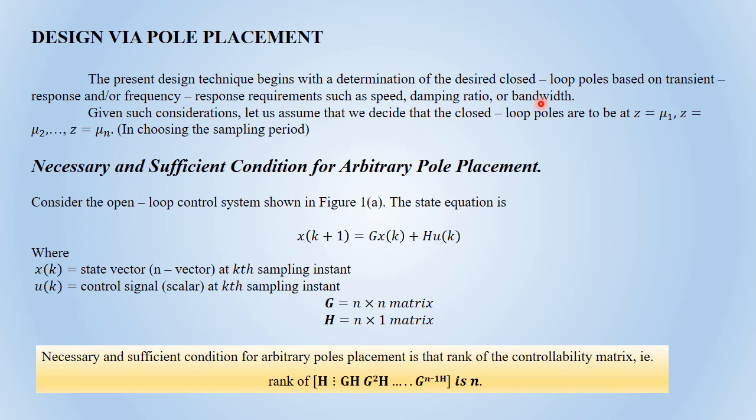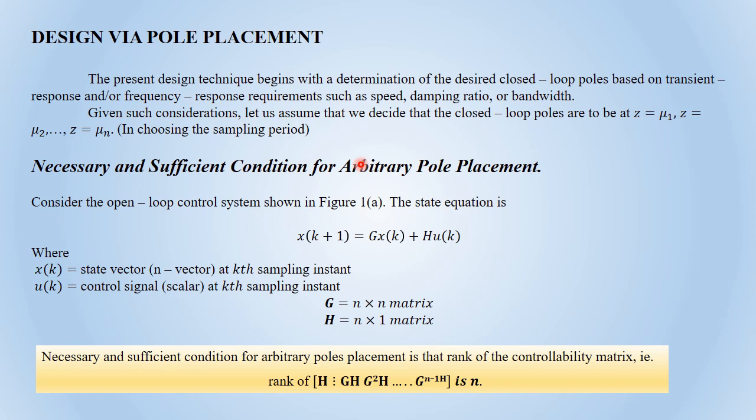For example, we can approximate the rise time and settling time by dominant poles, and the third pole we place at least 5 to 10 times the real value. But we can exactly find these pole and zero locations with some trial and error on simulation software like MATLAB. With such considerations, we will assume that the closed loop poles are at locations mu1, mu2, mu3 up to mu n. So n poles are at n desired locations, mu1 to mu n.